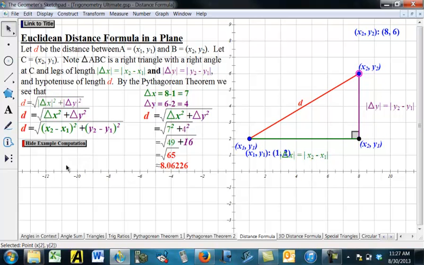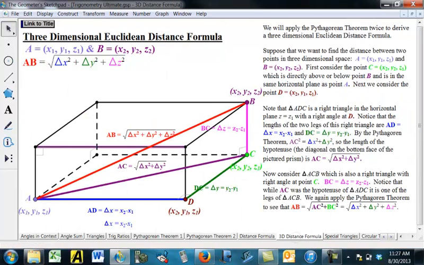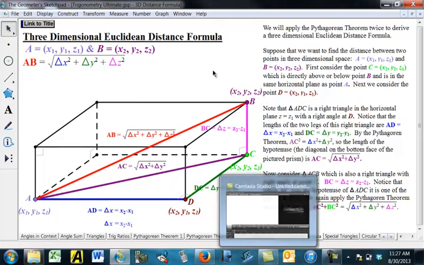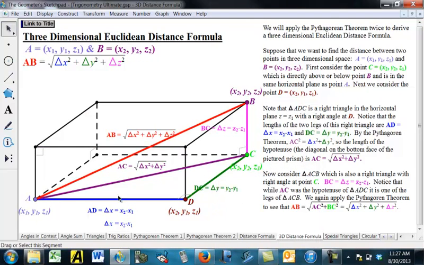Okay, now we can generalize this to a three-dimensional distance formula. So take a look at this one. Here we have something that's supposed to represent a rectangular box, a rectangular prism. And we have the edges here. So we have the blue edge and the green edge.